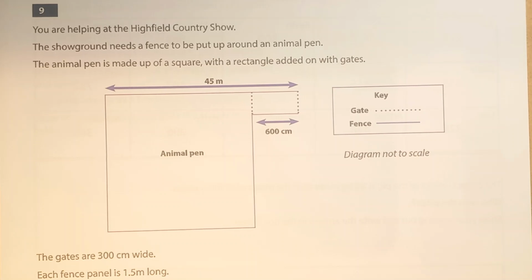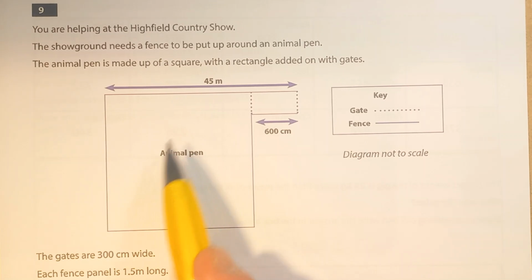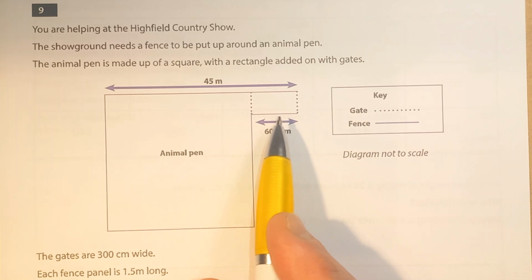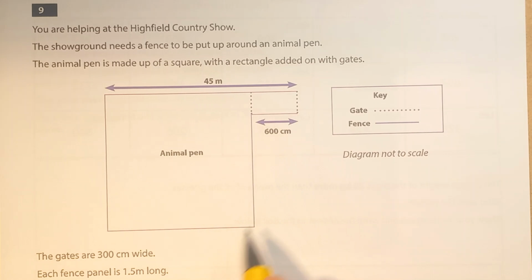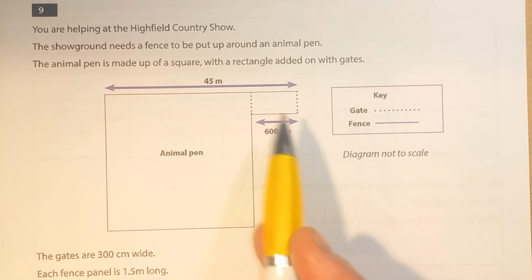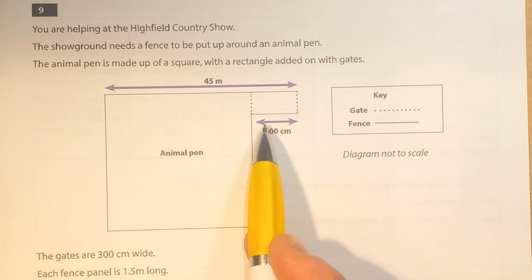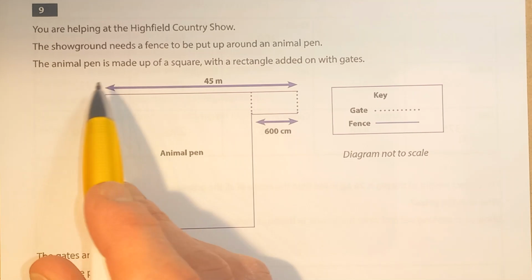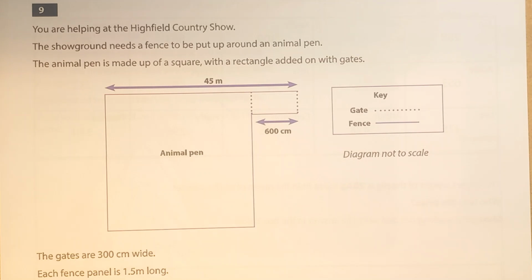Question 9. You're helping at the Highfield Country Show. The showground needs a fence to be put up around an animal pen. The animal pen is made up of a square with a rectangle added on with gates. So this is our square and that's our little rectangle there. Okay. And we've got a key here telling us that we've got 2 gates here. This is 600 centimetres, that's 45 metres, and we know this is a square.